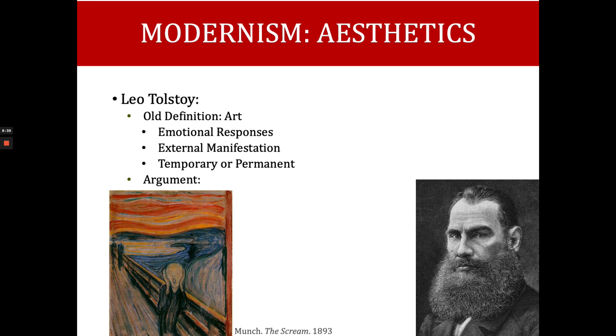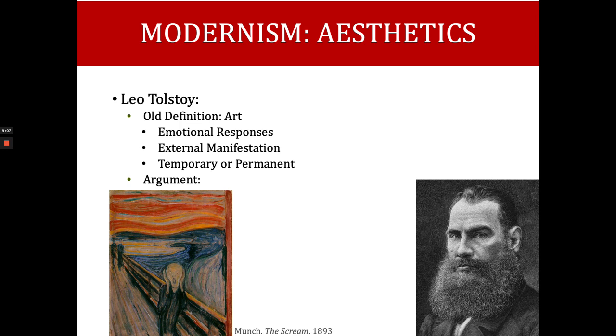So the past definition of art is mainly an activity from a living organism that produces an emotional response, right? It's an external manifestation based on colors, lines, movement, sounds, words that evoke the emotional response. And it can either be a temporary feeling, or it could be something that's permanent, right? But the idea is that it's mainly about the viewer and the pleasantness for the viewer.